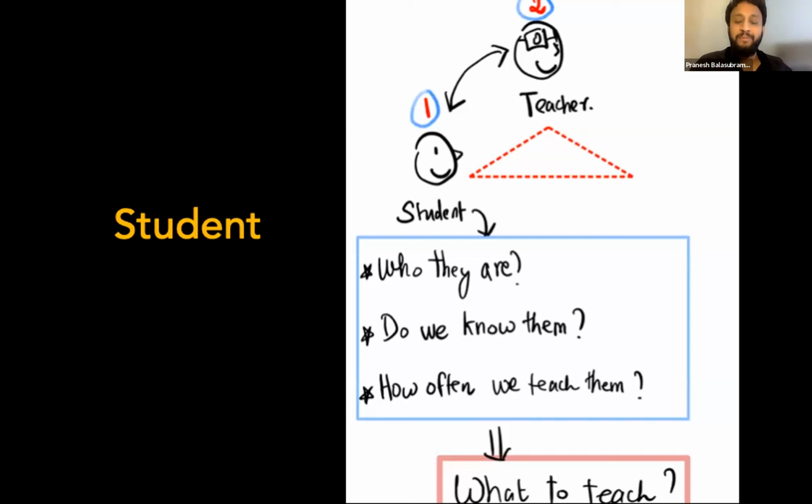And how often do we teach them? Do we see them every day? Do we see them once in a week? Do we get a chance to see them again so that we can assess their progression? That's another question to have in mind. So all these things, depending upon who the audience is, we will come to an understanding of what to teach, or what is their expected curriculum that we have to tell them. So this is going to be the crucial thing.